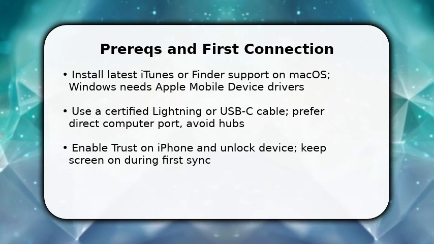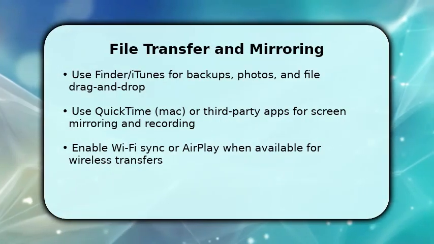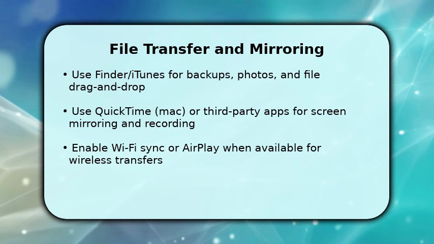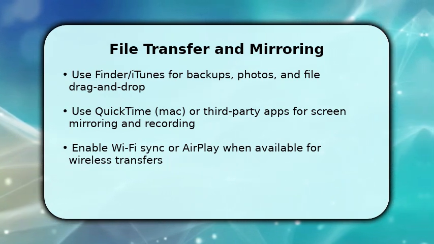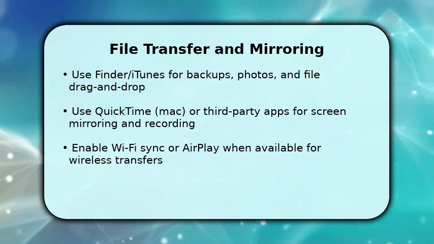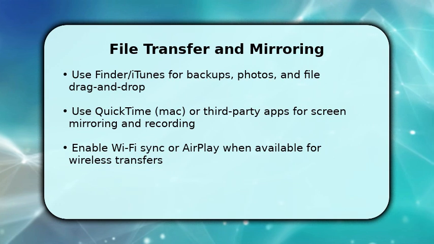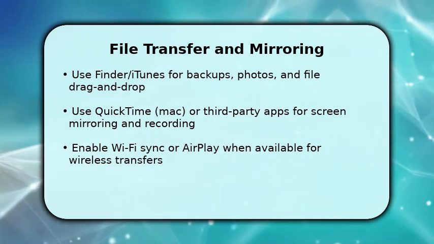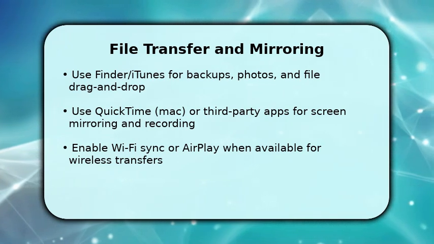Now you execute the core tasks. Transfer files and mirror the screen. In Finder or iTunes, choose Photos, Files, or Backups and drag items or click Import. Use encryption for sensitive backups. For mirroring on Mac OS, open QuickTime, choose New Movie Recording, and select your iPhone as camera. On Windows, use certified apps like third-party AirPlay receivers.